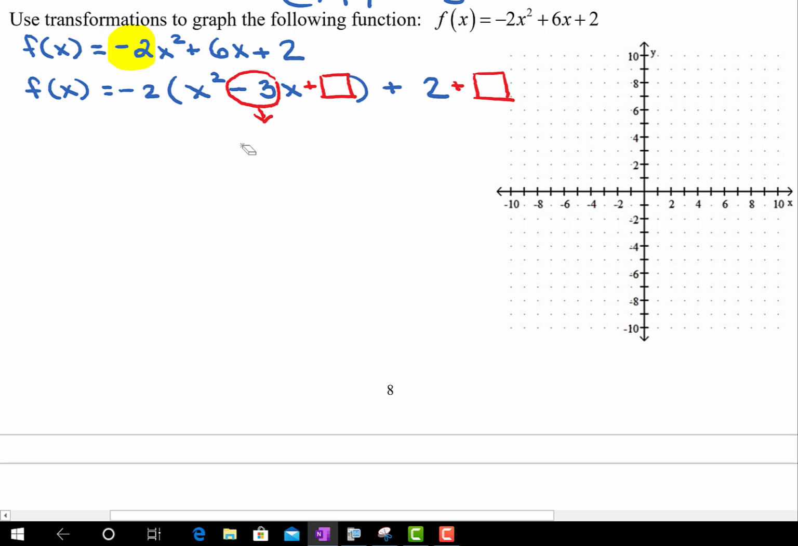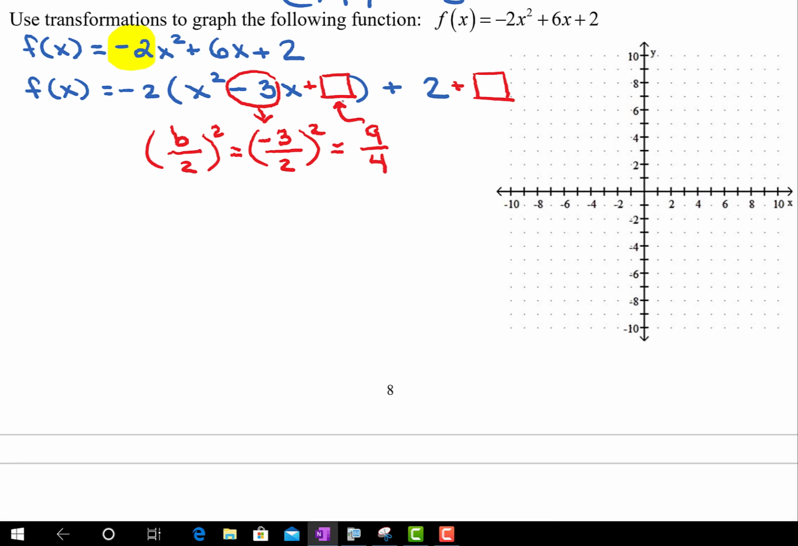First, let's review what's the formula we use for completing the square. We use b divided by 2 squared. So I'm going to take the negative 3 divided by 2 and then square it. That'll give me 9/4. 9/4 is basically what we're going to add inside the parentheses. Now I know it looks like we're just adding a 9/4, but we're not really adding a 9/4. We're actually adding something else.